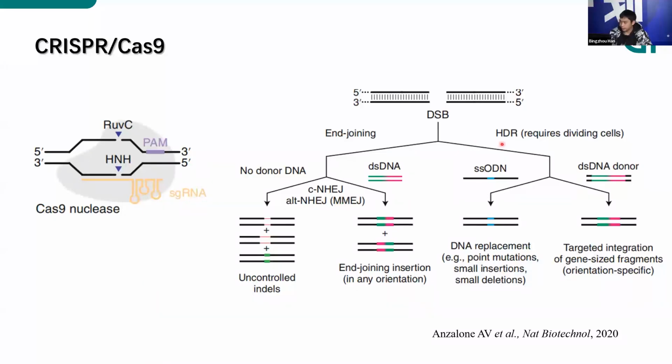And in the other manner, which is homology-directed repair, which generally occurs in dividing cells, we could simultaneously introduce donor sequence, either in a single-strand manner or in a double-strand DNA donor manner, flanked by sequence homology to the sites flanking the double-strand break, which is called the homology arm, to generate DNA replacement or targeted integration in a precise manner. That means a mutation-free manner.